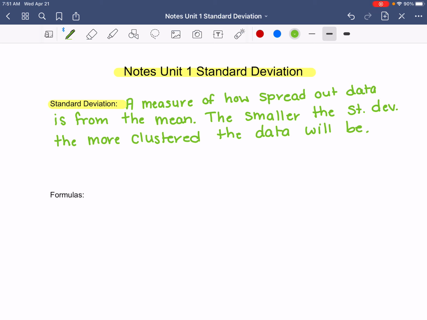So for example, we looked at graphing, if you were graphing a dot plot or something. If your dot plot looked like this, then that's pretty clustered together. But if your dot plot looked like this, then that is going to have a bigger standard deviation because it's more spread out, less clustered.